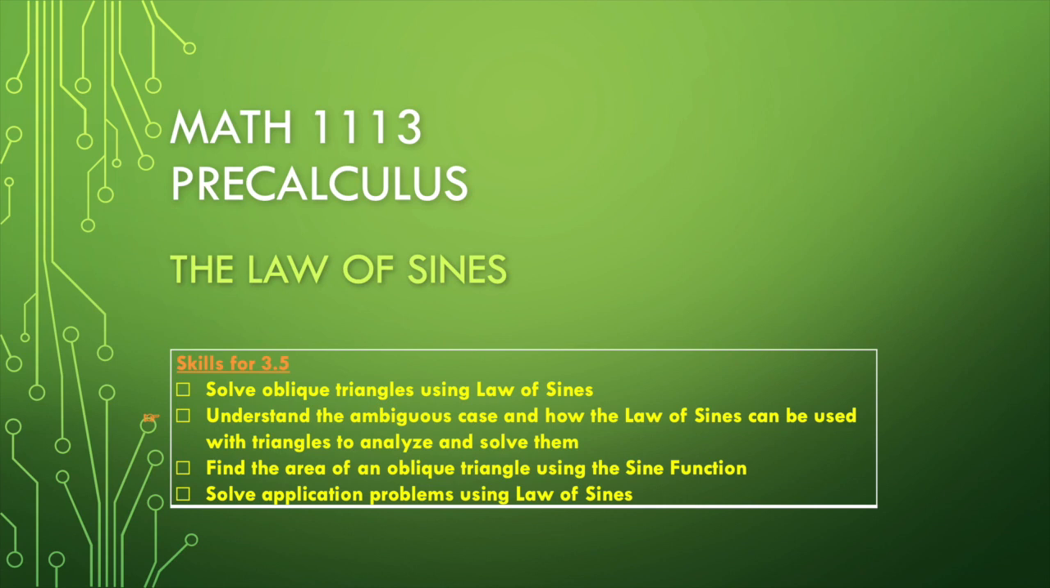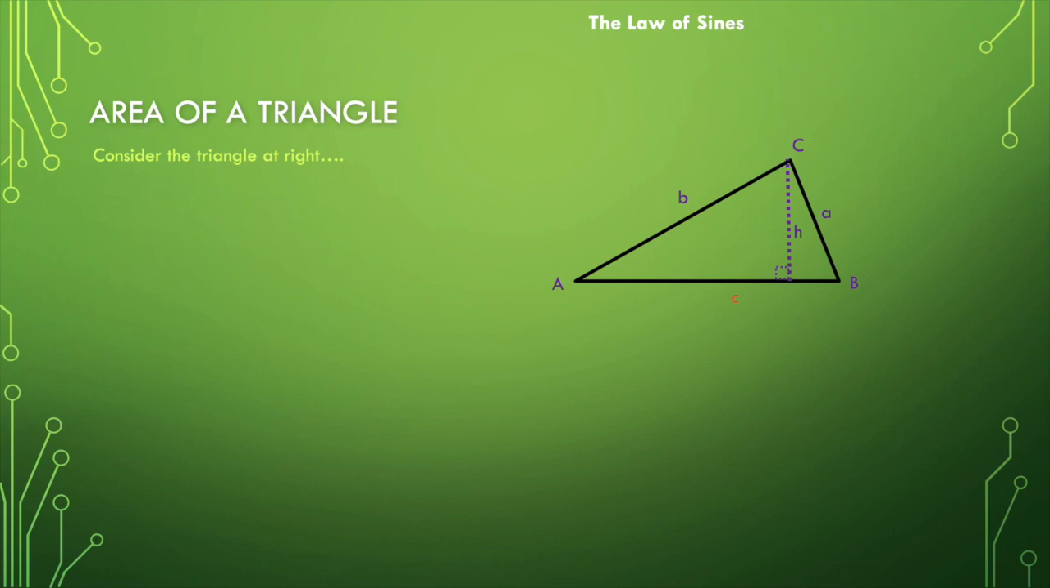Welcome back to our dialogue about the law of sines. In this video we're going to talk a little bit about what's really an extension of the law of sines, which is using a new formula to find the area of an oblique triangle. Let's jump in. So let's go back in time a little bit to when we were in elementary school.